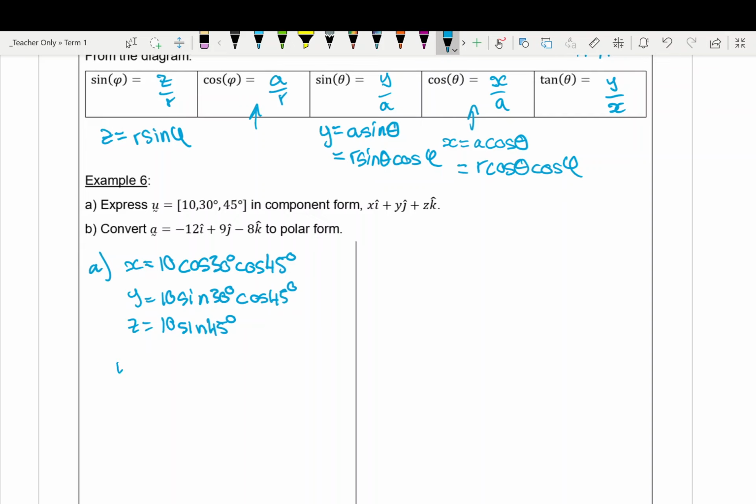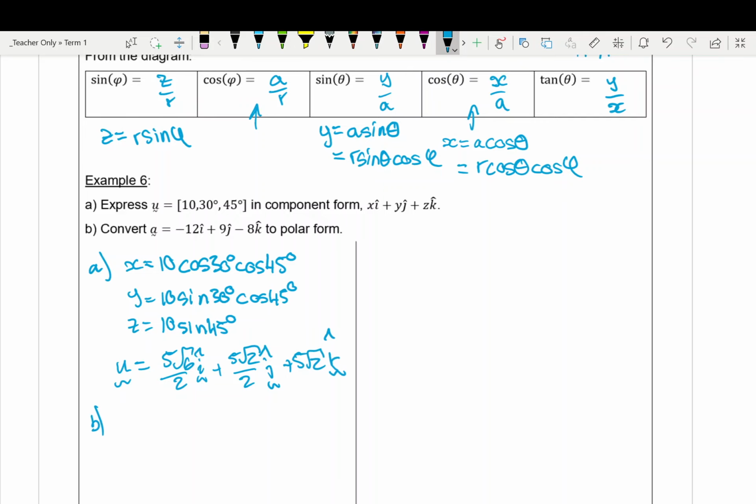And when we compute those, we get that the vector u is equal to 5 root 6 on 2 i plus 5 root 2 on 2 j plus 5 root 2 k.